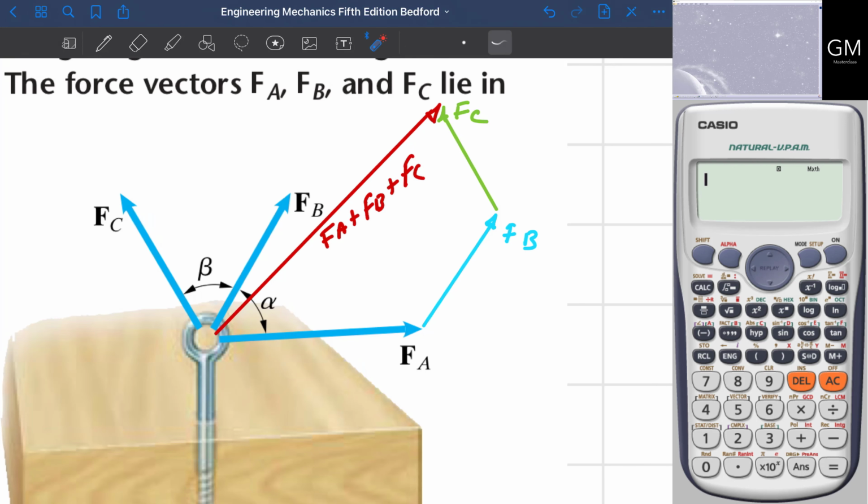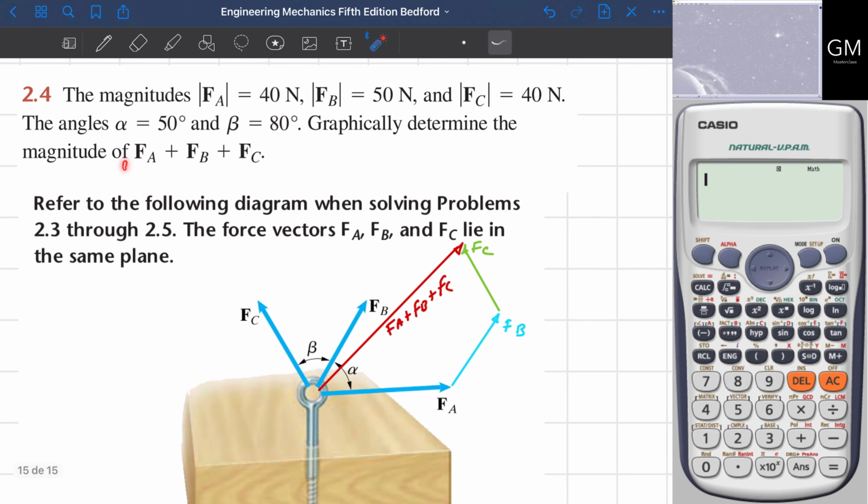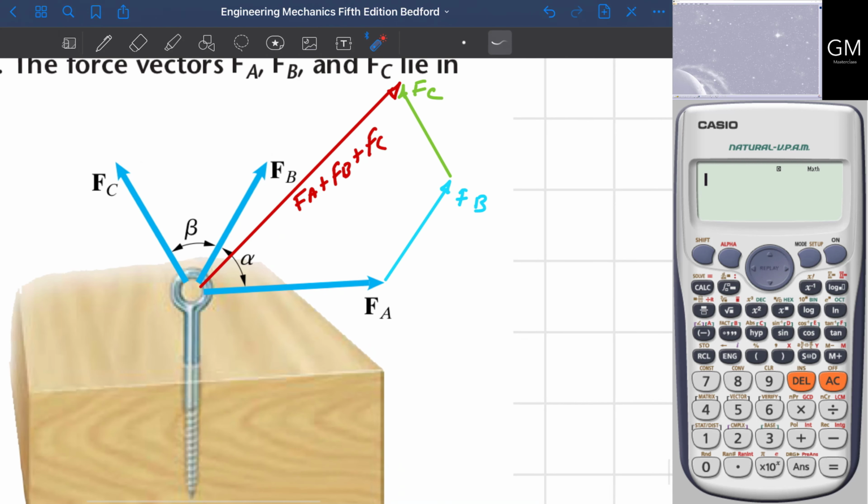Alright, remember that the only thing that you have to do when you want to solve graphically, when you're adding some different vectors, is put those vectors head to tail, and the result will be closing that shape by touching tail with tail and head with head. Okay, so this is the answer.